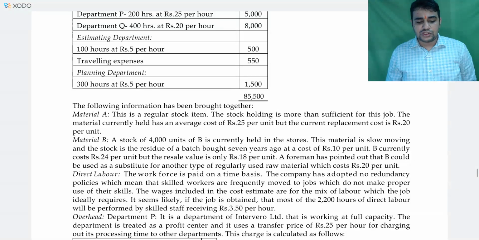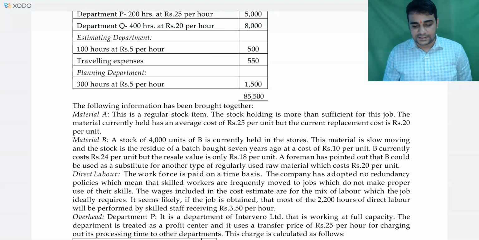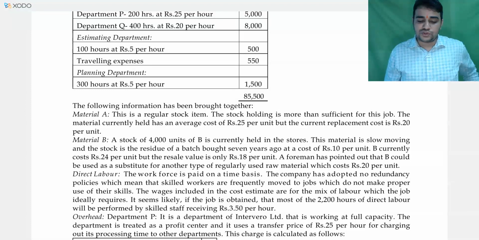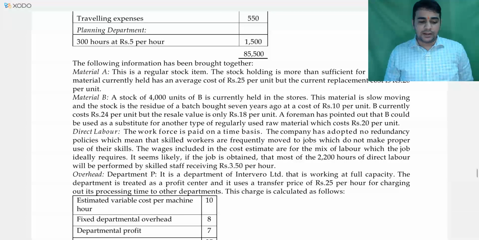Material B, stock of 4000 is currently held in the store. Slow moving, it's a residue of the batch bought 7 years ago. It currently costs 24, but the resale value is only 18. A foreman has pointed out that it could be used as a substitute for another type of regularly used raw material. Direct labor, the workforce is paid on a time basis.